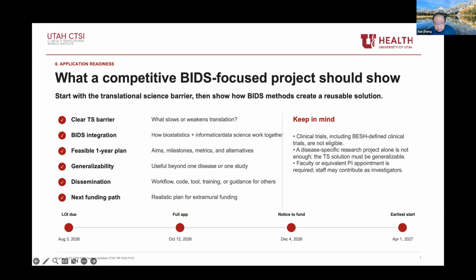There are some viewpoints I want people to keep in mind. Clinical trials are not eligible for the BIDS focused seed grant. And a disease-specific project alone is probably not sufficient unless it clearly advances a generalizable translational science solution.